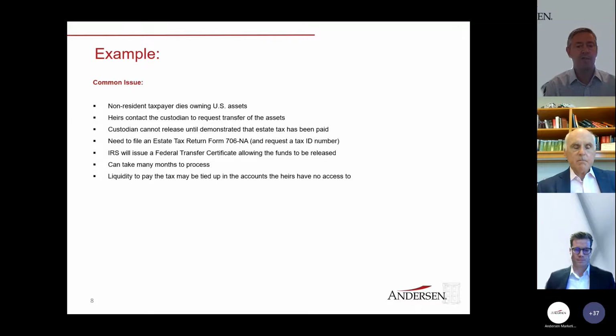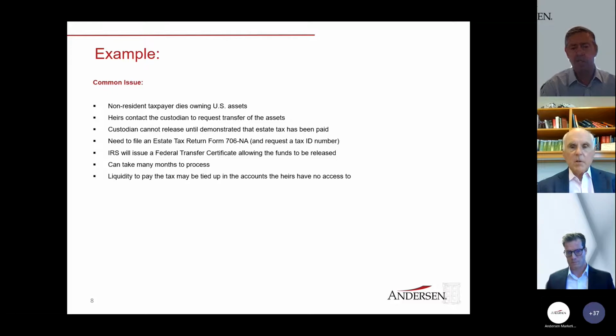It's going to have a W-8 on file. It's going to know that this was a non-US person, and it's going to request a federal transfer certificate to show that the estate tax was actually paid on these assets before it'll release those assets. And what does that mean? Well, it means that an estate tax return has to be filed, the tax has to be paid, and then you have to wait a pretty considerable time for the IRS to actually process that tax return and issue the federal transfer certificate. So while all this is happening, those assets could be tied up for quite a period of time until that tax is actually paid.